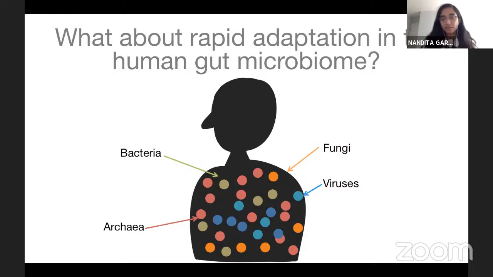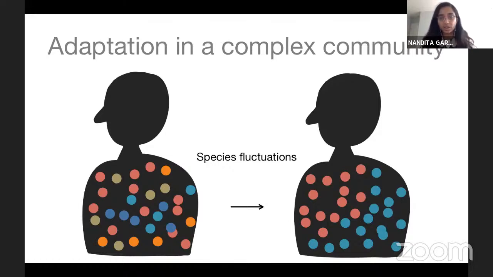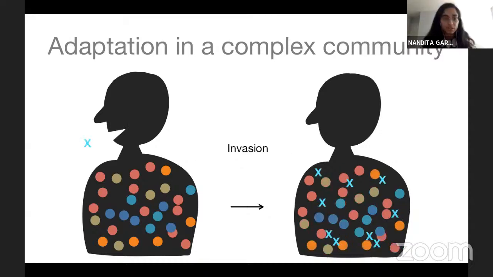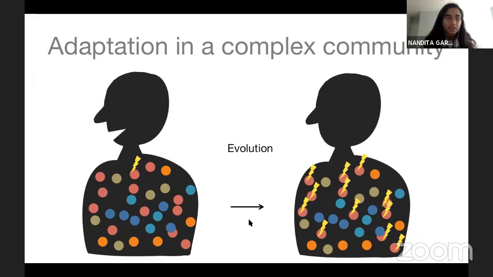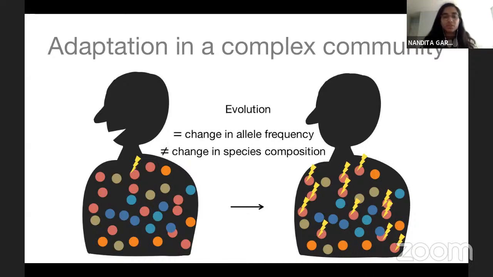And instead of responding to a selective pressure via a genetic adaptation, you might actually see species fluctuations over time in response to that change in pressure. Alternatively, you might get an invasion of a better fit strain from the outside environment. Or you might actually see evolution in which you have a genetic change that propagates through its subpopulation. So when I talk about evolution, I just want to be really concrete and say I'm talking about a change in allele frequency within a population rather than a change in species composition.